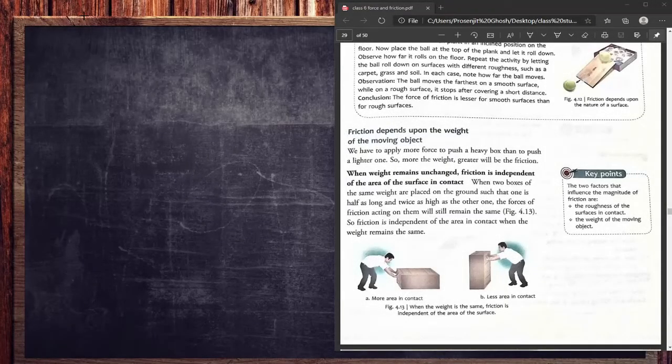I hope you have learned friction from our previous videos. Today we will talk about the dependency of friction. What is that? Let's move on to the block diagram. As you can see in your book, there is also a block, but we will draw another block in 2D over here. As you can see, a block is there.